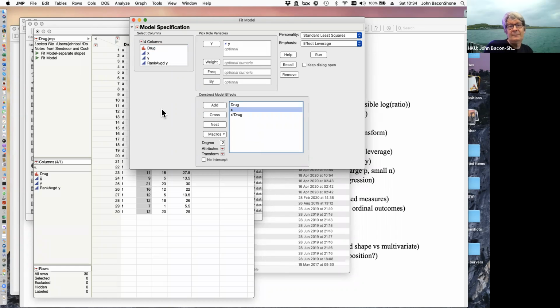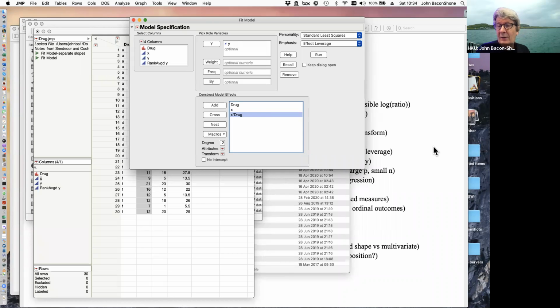So what does this mean? Drug means, is there a difference in the outcome depending on whether I have the drug or not. X means, is there a linear effect of the baseline measurement on the outcome? And X*drug means, does the outcome depend on the combination?